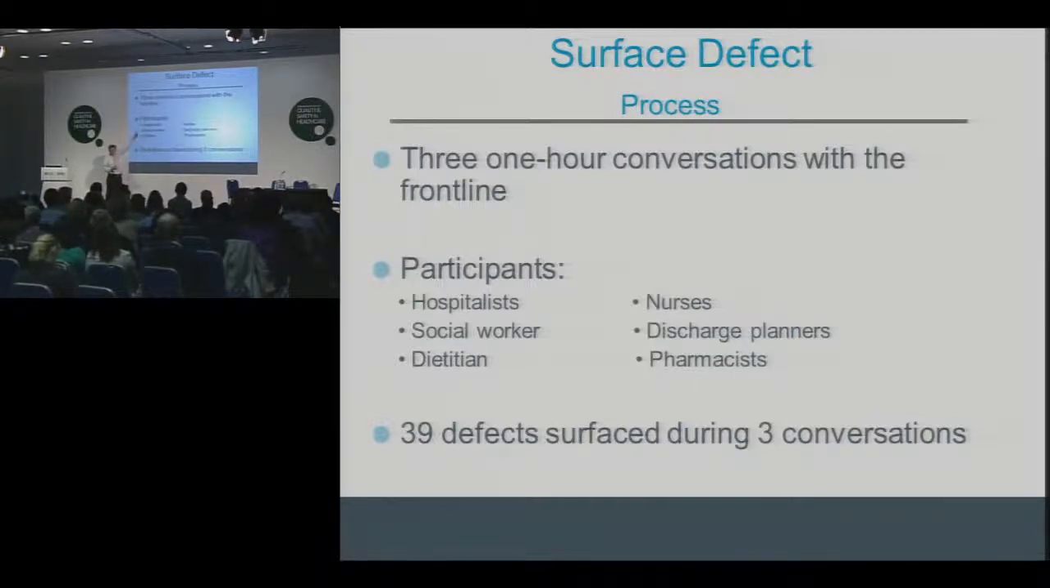Participants were the hospitalists, the social worker, the dietitian, nurses, discharge planners, and pharmacists. You want to get a broad section of the front line so that as you surface the defects, you get defects from across the front line. Roger, what's a hospitalist? A hospitalist is a physician that just takes care of the patients in the hospital, much like you have in the UK. During these 3 conversations, 39 defects were surfaced. These are things that leadership had no idea about whatsoever.